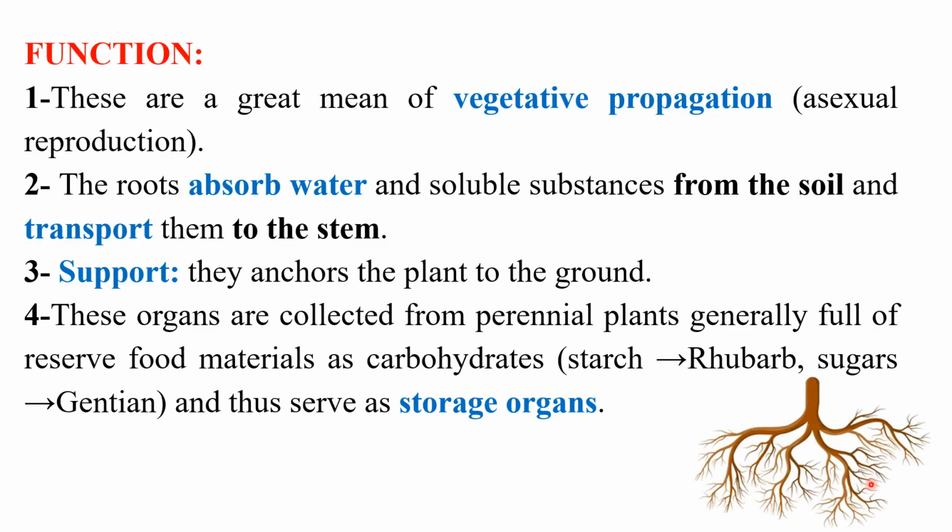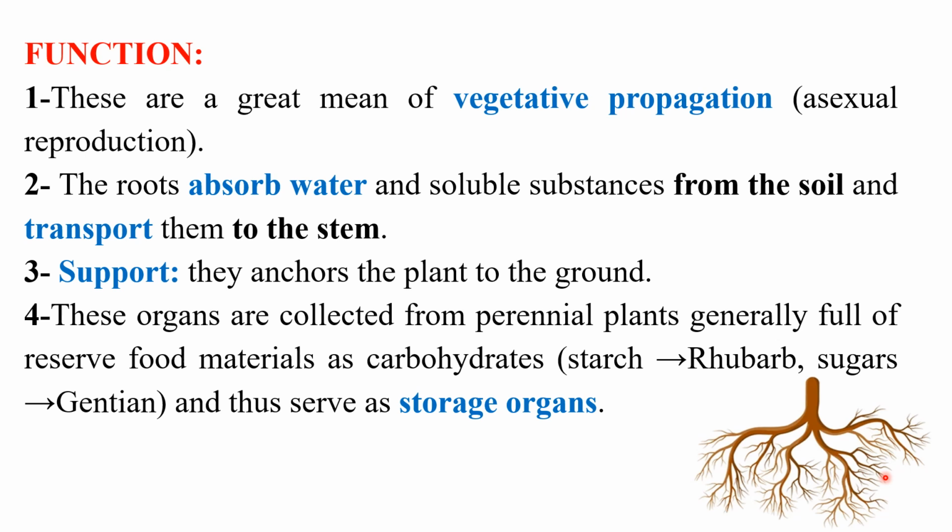There are several important functions for the subterranean organs, including the following. At first, they are a great means of vegetative propagation or sexual reproduction. As you know, there are two types for plants to propagate or reproduce. One is sexual reproduction, using the flower organ, through pollination between the pollen grains and the gynecium in other flowers, the female and male flowers. This is called sexual reproduction.